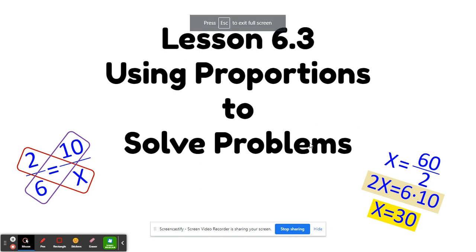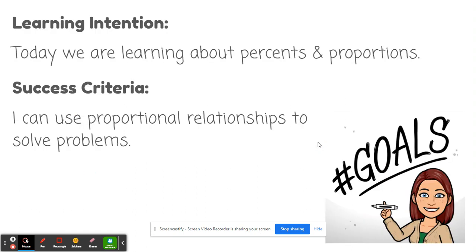All right, so today our lesson 6.3 is going to be about using proportions to solve problems. And our learning intention is that today we're learning about percents and proportions. Our success criteria is I can use proportional relationships to solve problems.